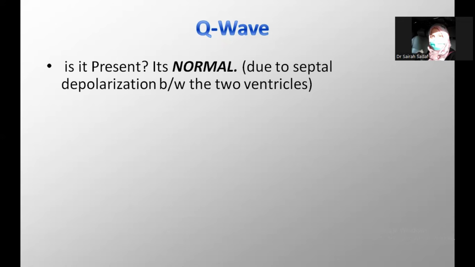Now the Q wave. A Q wave is significant, but only when it is significant. This is important. Not every Q wave is significant. You have to remember which kind of Q waves you have to be alert for. If it is present, it may be normal. It's normal due to septal depolarization between the two ventricles. You can have a Q wave, so it's normal. But what is important is when it is significant, when you have to start worrying about its presence.